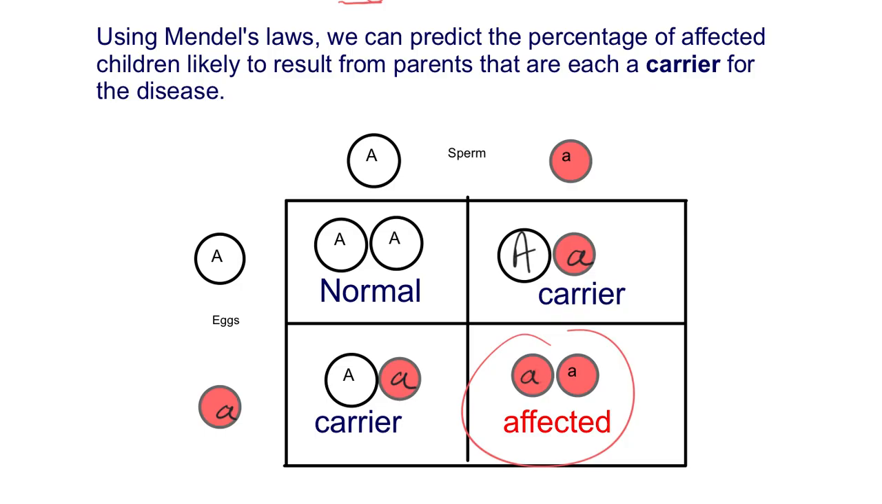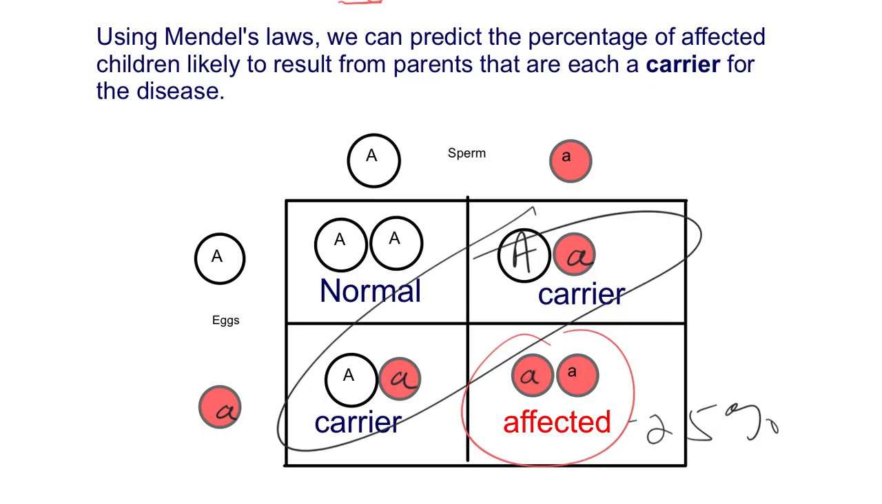There's a 25% chance if two carriers mate, two normal non-cystic fibrosis people, but two that are carrying the allele for cystic fibrosis. If they mate, there's a 1 in 4 chance, 25% chance, of your newborn child having cystic fibrosis. And there's a 50% chance of producing a new carrier, so it keeps the little a allele, the harmful allele, in the population.